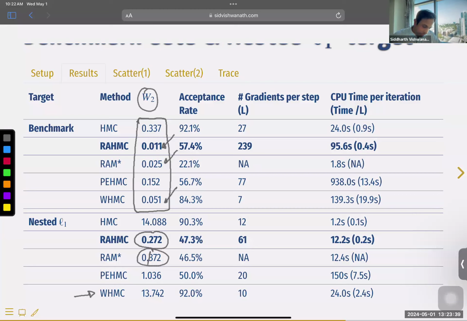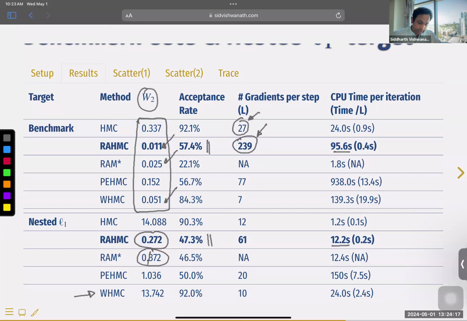Okay. So in terms of the acceptance rates, you'll see that it's reasonable and is more or less in line with the other methods. The overall computational time is more, but it's more because we use a nested dual averaging scheme for choosing the step size and the simulation length. And what it automatically tunes it to be is much larger than the same procedure for HMC.